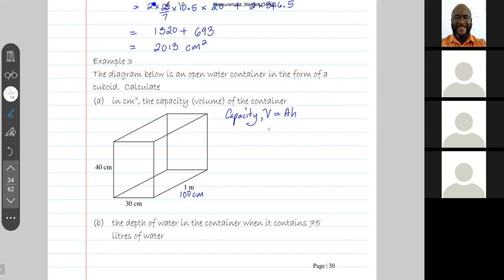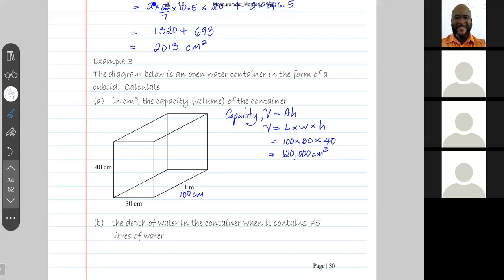For the cuboid, V is equal to, the cross section is a rectangle. So it's length times width times the height for the volume. The length is 100 centimeters times the width, which is 30 centimeters, times the height, which is 40 centimeters. Guys, the volume or the capacity of this cuboid container is 120,000 centimeters cube. That's the capacity.